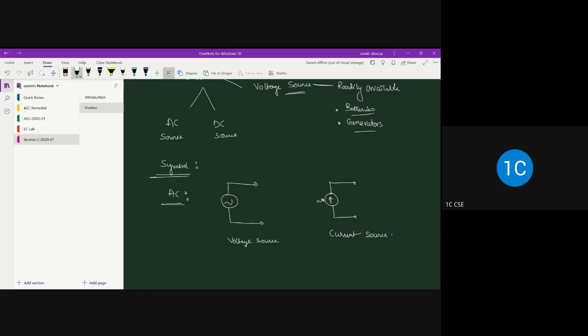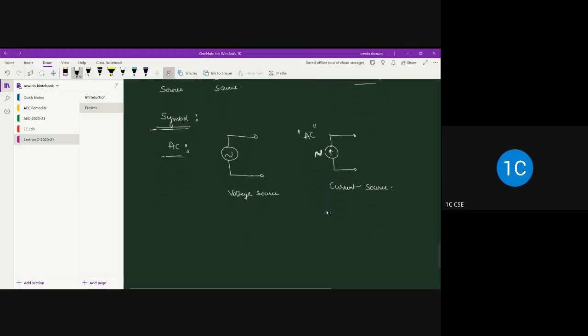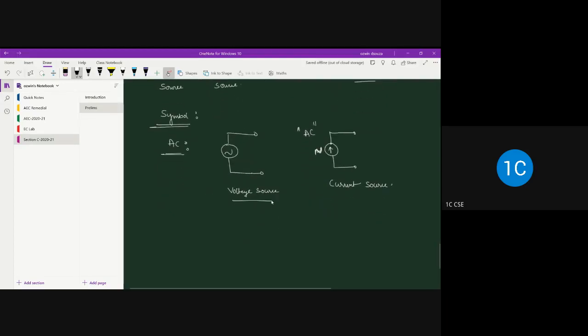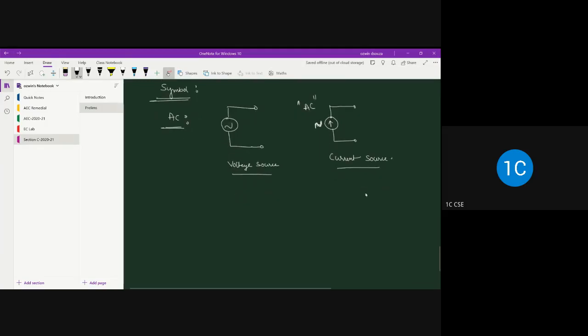Okay, current source, and this sign symbol talks about the nature of the current source, that is AC source. It belongs to the AC category. So this is how you represent the voltage source as well as the current source. Remember, all these voltage sources and current sources are active elements.